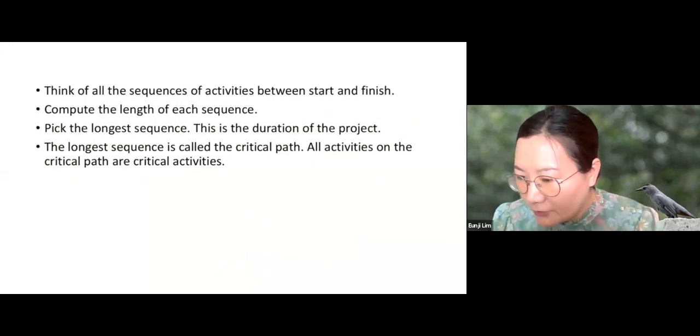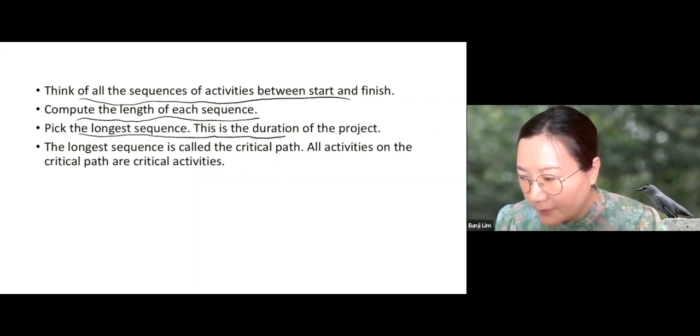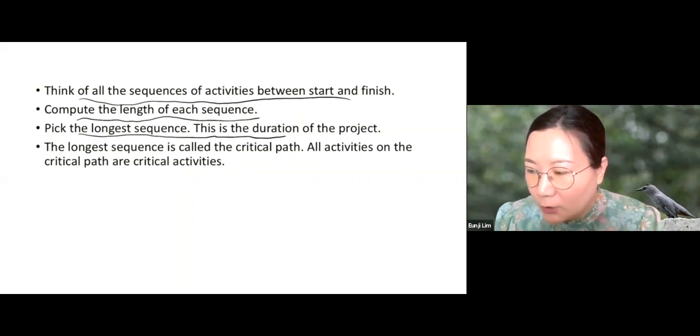So in general, think of all the sequences of activities between the start node and the finish node, compute the length of each sequence, and pick the longest sequence. And that's the duration of the entire project. And the longest sequence is called the critical path, and all the activities on the critical path are critical activities.